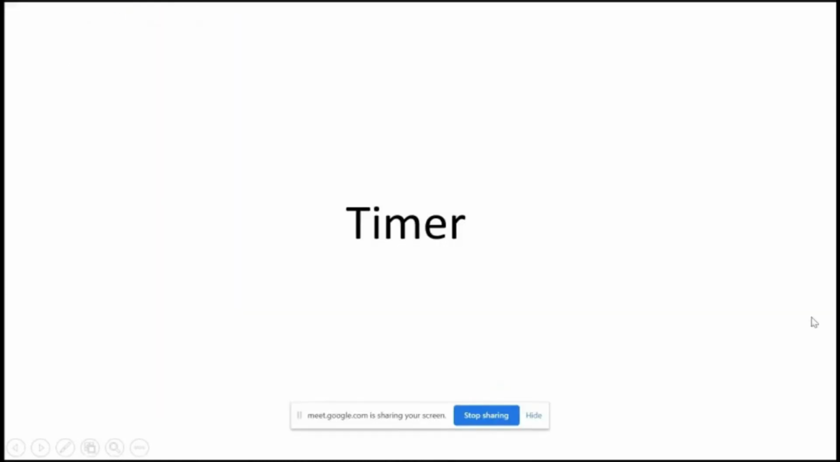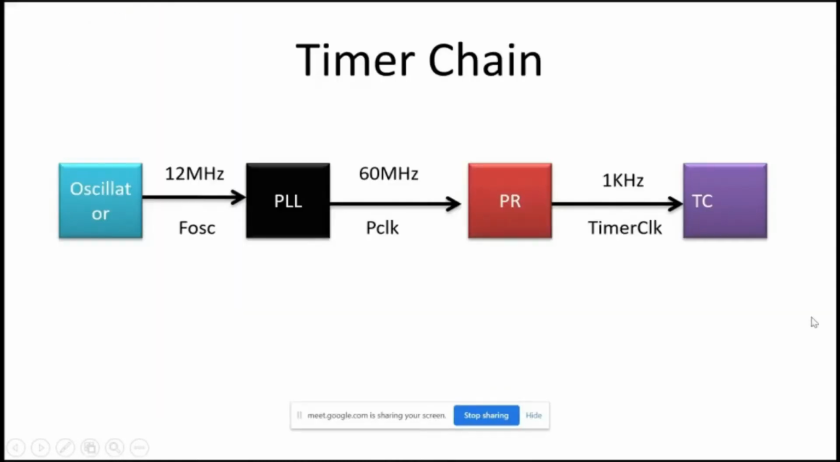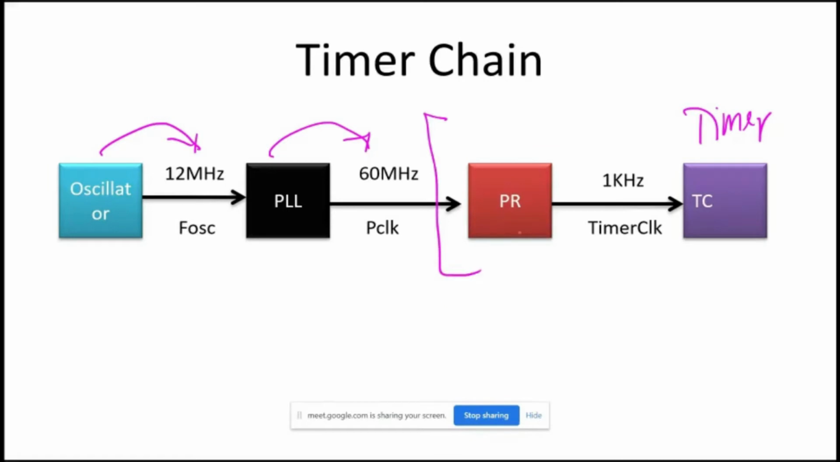Next thing comes the timer. This is the timer chain. First comes the oscillator, which provides 12 MHz. PLL generates 60 MHz. This is my original timer. Between my PLL and my timer, I have a prescaler. What is a prescaler? A prescaler is a circuit. This is a simple clock divider.